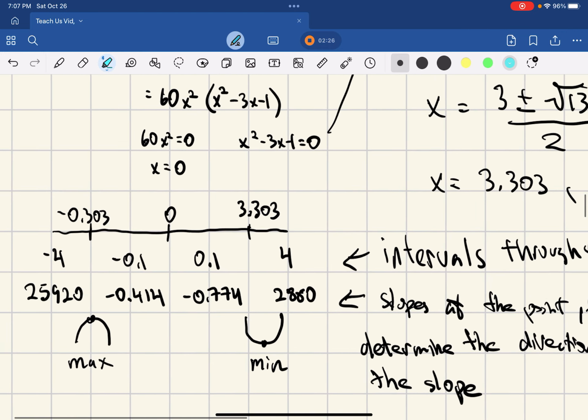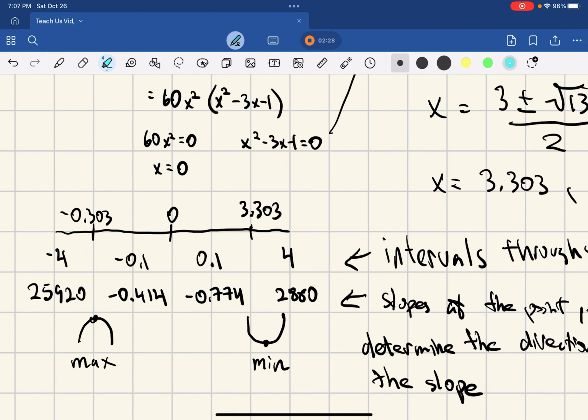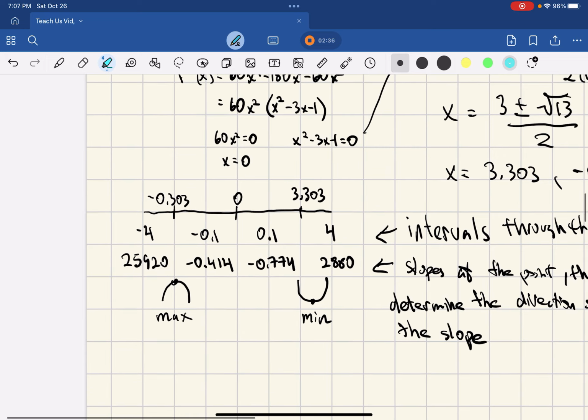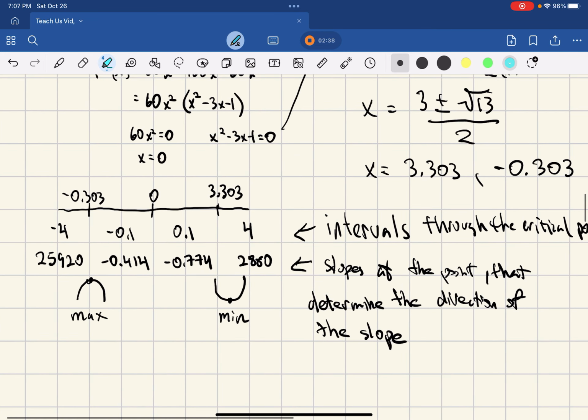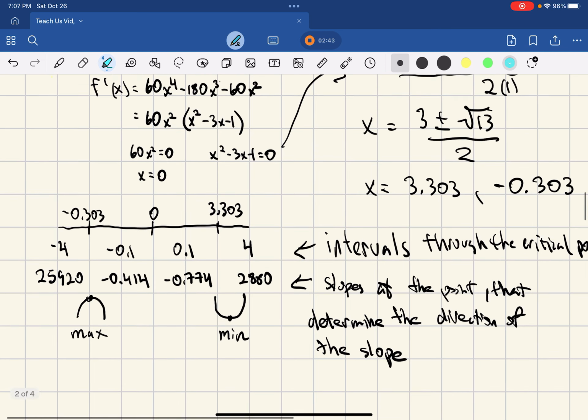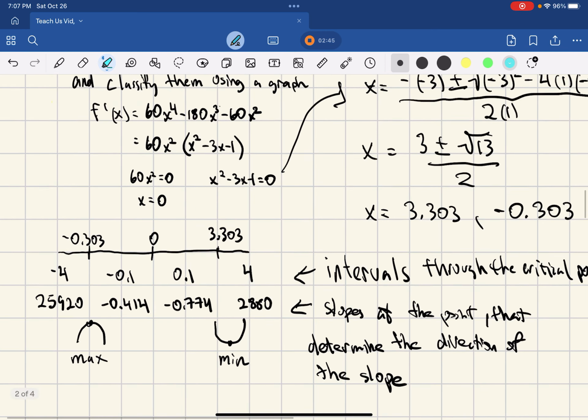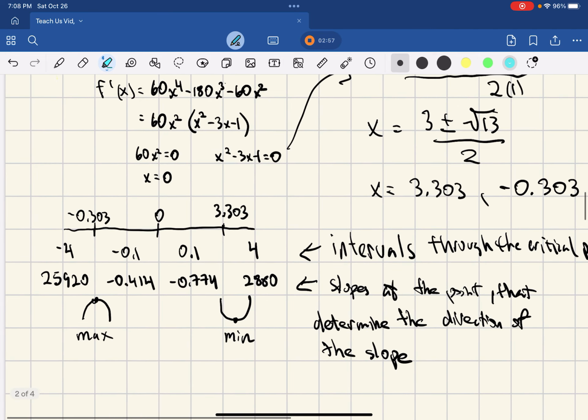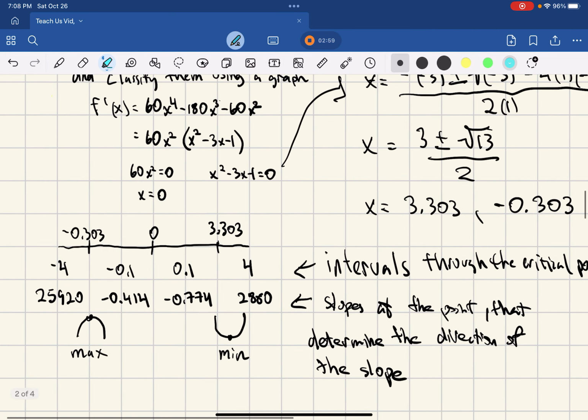So now that we have our three critical points, we can set up a number line for these three points, and then we plug in some numbers in between these intervals. Let's say I use -4 here, and we plug the -4 into the derivative function, which is 60 times x to the 4th minus 180 times x to the 3rd minus 60 times x to the 2nd, and then we'll get a value.